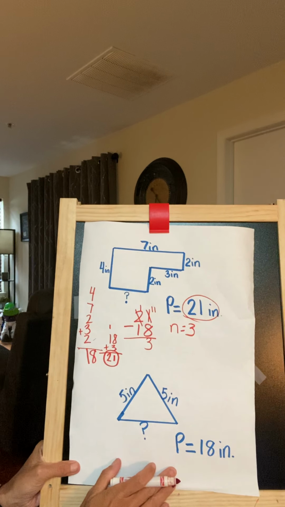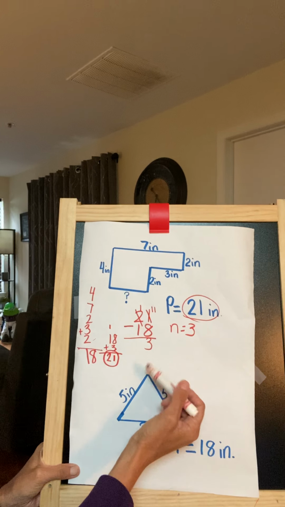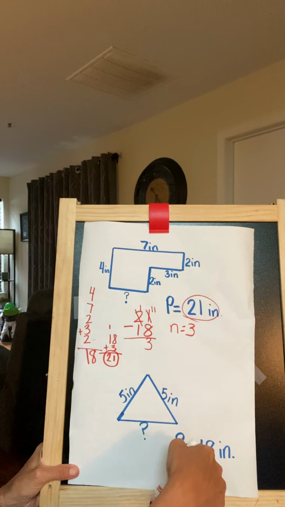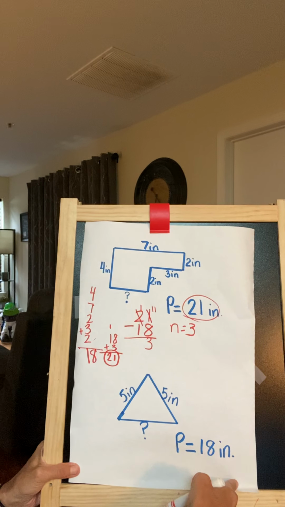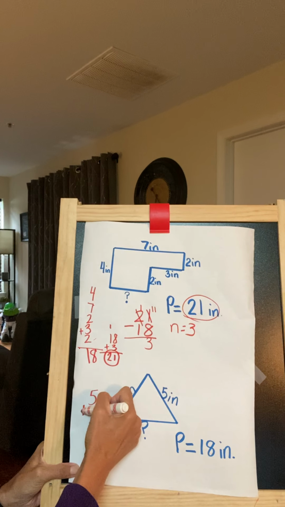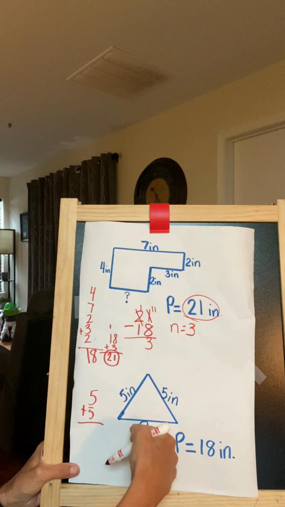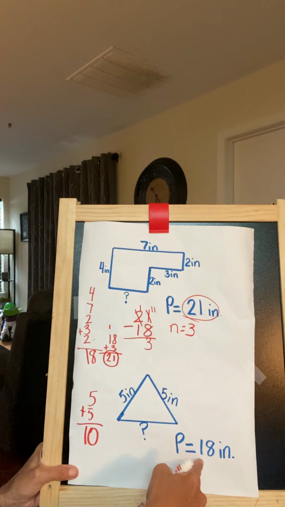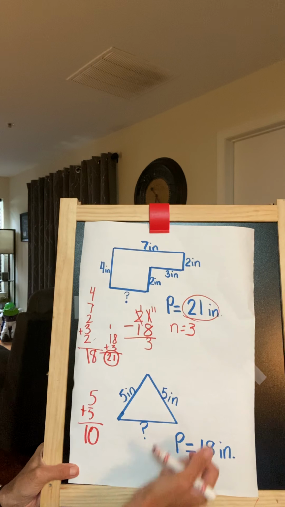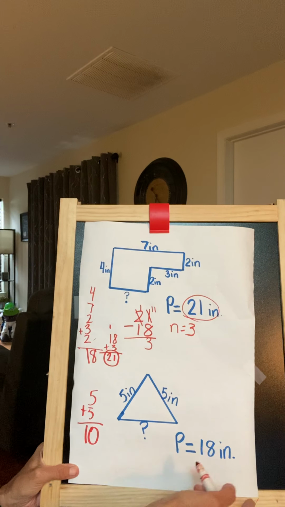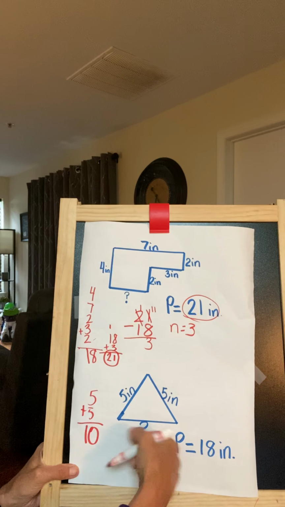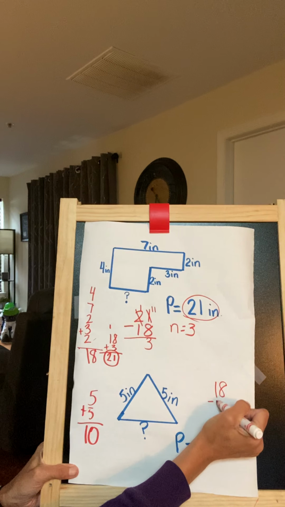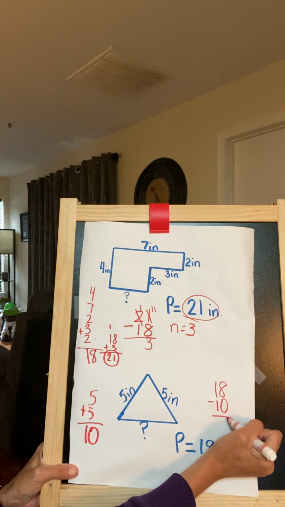Let's look at this one. Here we have a triangle, okay? So we know that perimeter means we add up all the sides. And in this case, we're going to get 18. So I have a 5, I have 5, and now I have blank. So 5 plus 5 is 10. My total perimeter is 18. So to find my missing piece, I have to subtract 18 minus 10 to get my missing piece. 18 minus 10 equals 8.